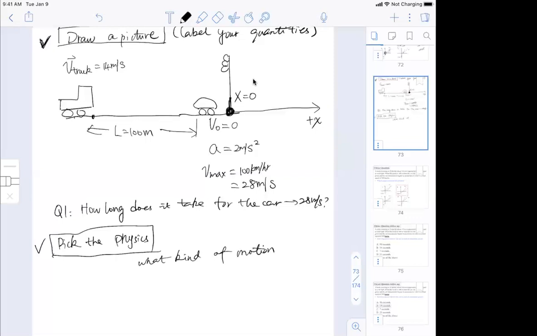What kind of motion is a car's? Today we have talked about constant velocity. We have talked about constant acceleration. So which one of these can be used to describe the motion of the car? What do you think?